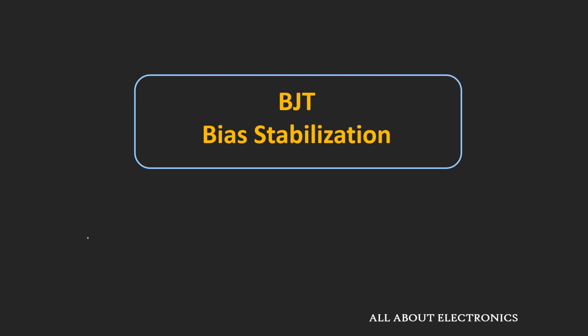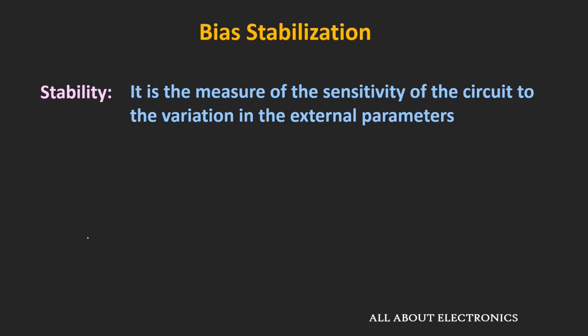In this video, we will talk about the bias stabilization and the stability factor of the BJT. And we will find out the stability factor for the fixed bias configuration. So the stability of any circuit is the measure of how sensitive the circuit is to the variation in the external parameters. And for BJT, this stability is a very important parameter, particularly whenever it is used as an amplifier.